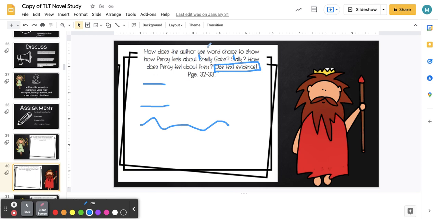Remember, thinking about this word right here, word choice. What words does Percy use to describe them? What does that tell us about how he feels? Okay? All right, so take a second and I want you to answer that question for me.